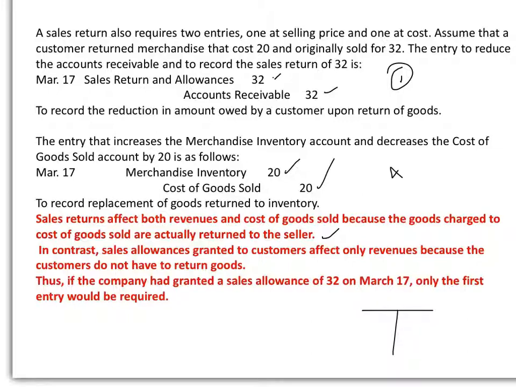And it's really quite simple. When I purchase, it goes up. When I sell, it goes down. When it's returned, it goes up. When they take a discount, it goes down. Okay, so I only have one account, and because it's perpetual, I always know what my cost of goods sold is.